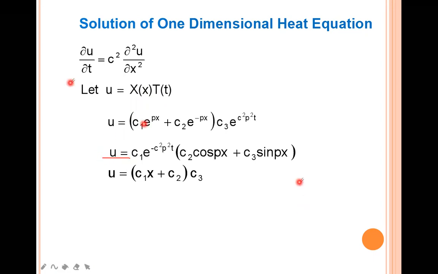u equal to c1 e raised to minus c square p square t into (c2 cos px plus c3 sin px). Now we will see one problem.